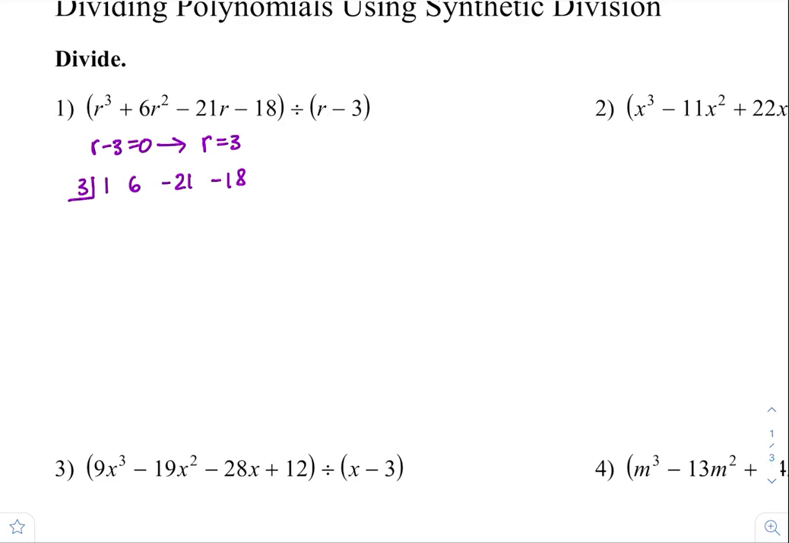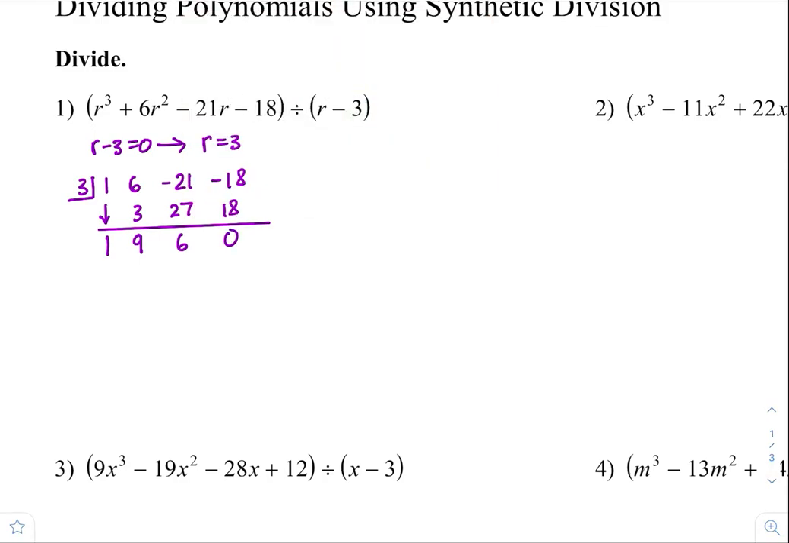And then you drop this first one, put a line, so drop the first one. So 1 times 3 will give you 3. Add those together, which is 9. 9 times 3, which would be 27. Add those together. And 6 times 3 would give you 18.